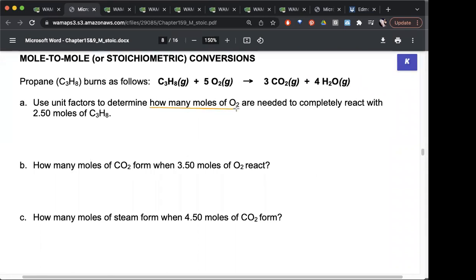How many moles of oxygen are needed to completely react with 2.5 moles of propane? Okay, so how many moles of O2 are needed to react with 2.50 moles of C3H8.